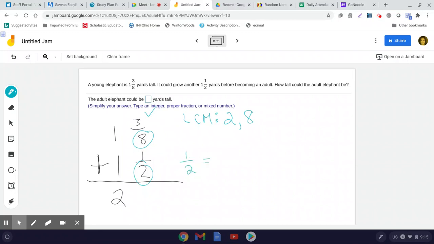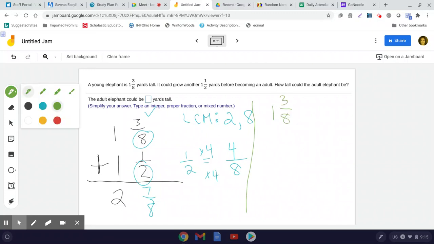1/2 is the same as what over 8? 4 over 8. Miss Lee, how did you get that? Times 4 times 4. All right, so now I have 4 over 8. So then 3 plus 4 is 7 over 8. So the answer is 2 and 7/8. Now that's the first strategy. The next strategy is that you could have just made them into improper fractions.